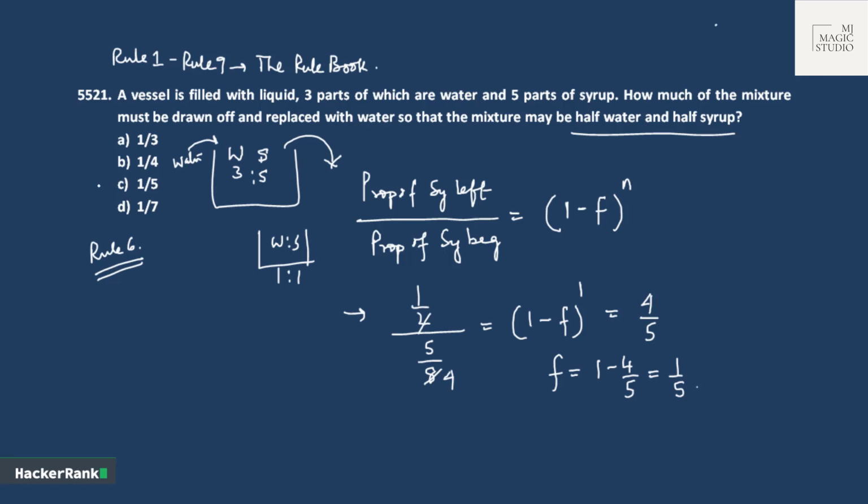So how much of the mixture is drawn off? 1/5 of the mixture is drawn off. Option C. And then that 1/5 portion of water is added. So now the ratio of water and syrup becomes 1:1.